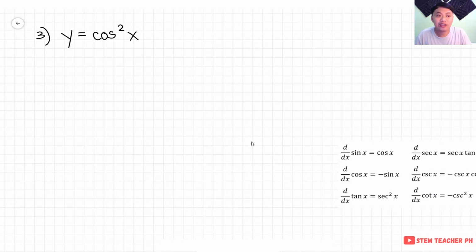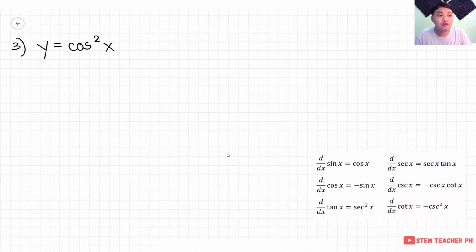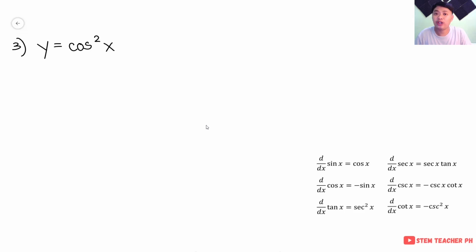For derivative of trigonometric functions, we have y is equal to cosine squared of x. Eto, baka medyo malito kayo dun sa notation kasi we have cosine squared of x. Ang ibig sabihin lang nitong exponent na to ay yung buong trigo function ang naka-raise kay 2. So this is also equal to cosine of x and then raised to 2. Pareho lang yan. So this is how we represent exponents pagdating sa trigonometric functions.